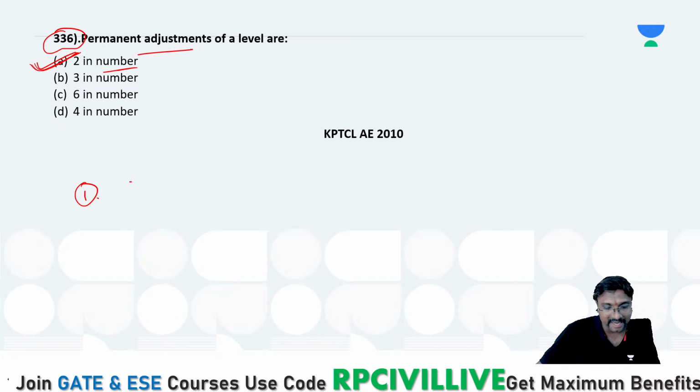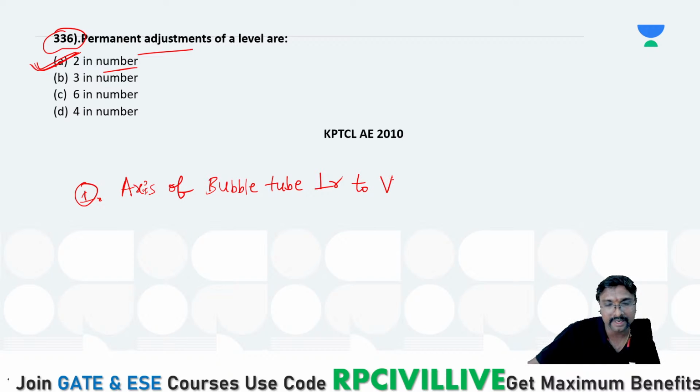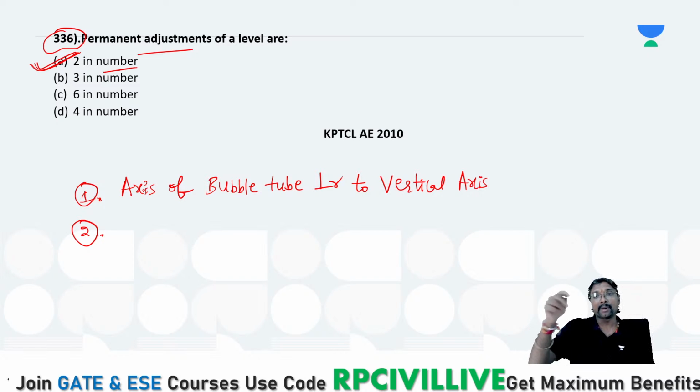First one, to make the axis of the bubble tube perpendicular to the vertical axis. Can we do it in the field? These permanent adjustments mean we cannot do them in the field; a mechanic has to come and do it. The axis of the bubble tube must be horizontal, so only then will it show horizontal whenever your bubble comes to the center.